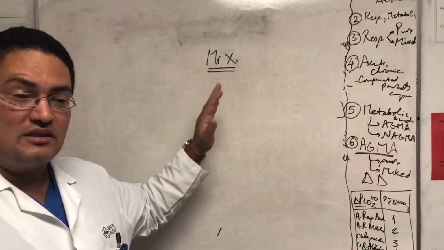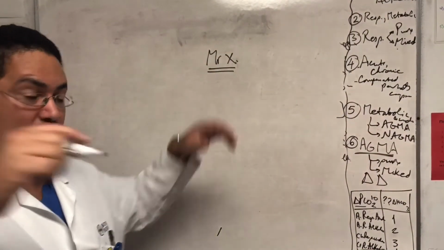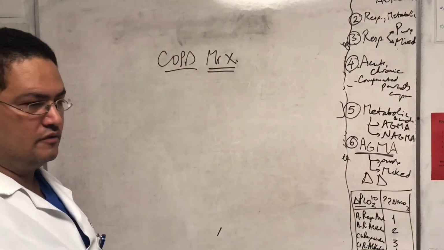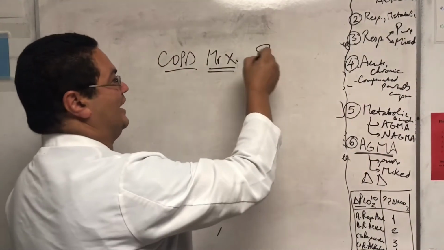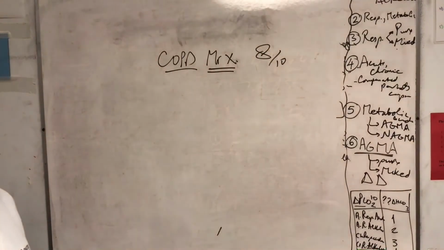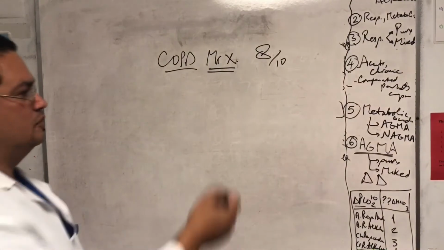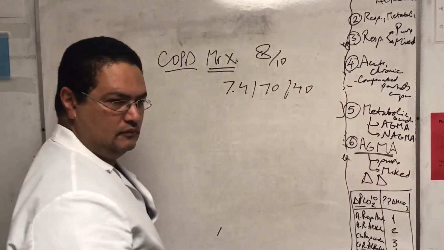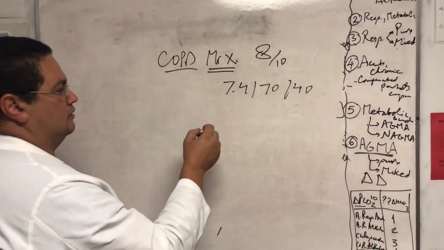So that's that. So Mr. X, who's been a COPDer all his life, his ability to change PCO2 and oxygen is very low, so his lung shittiness score is 8 out of 10. It's really bad. It's one of the worst. He's terminal, right? His pH is 7.4, 70, 40.